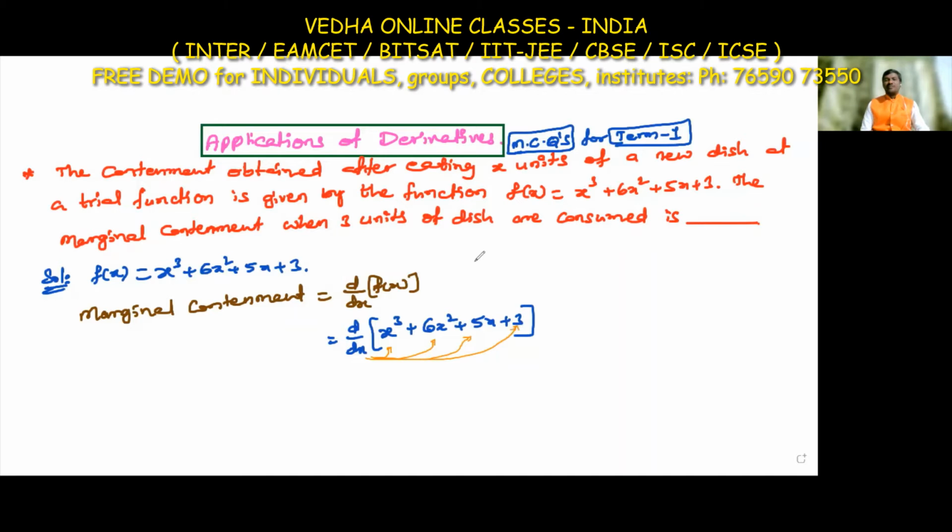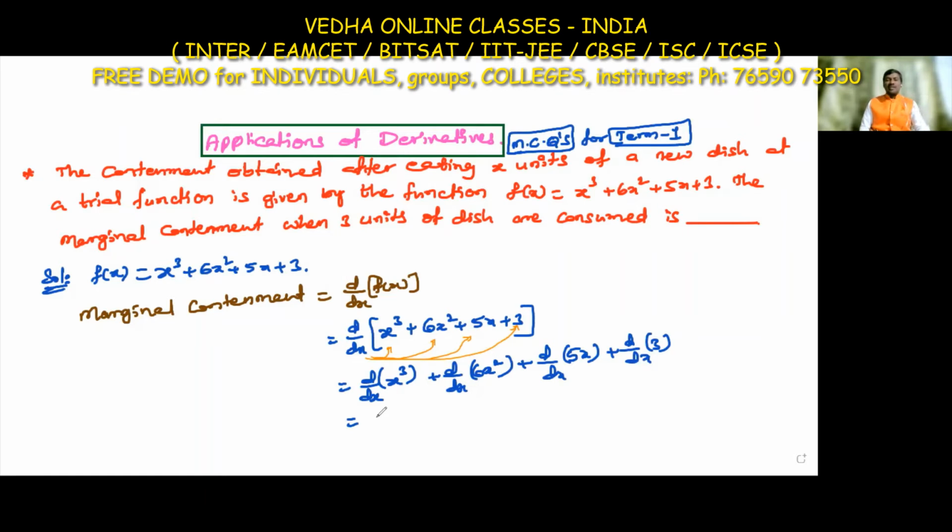Okay. So one by one, for each and every term, we are writing the differentiation, the derivative d by dx. So that means d by dx of x cube plus d by dx of 6x square plus d by dx of 5x and d by dx of 3. So now this is equal to d by dx of x cube.